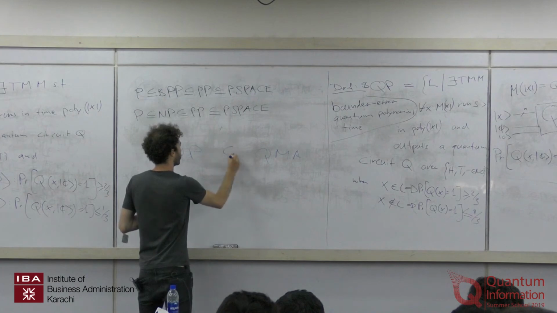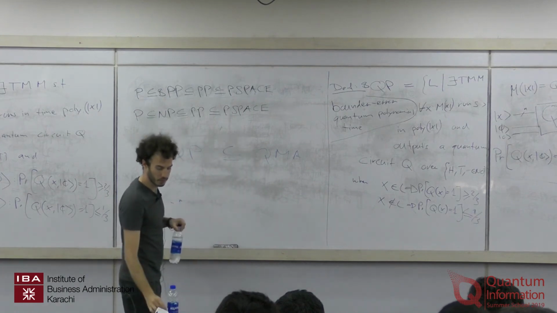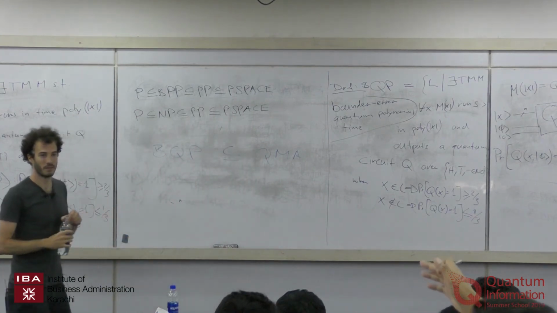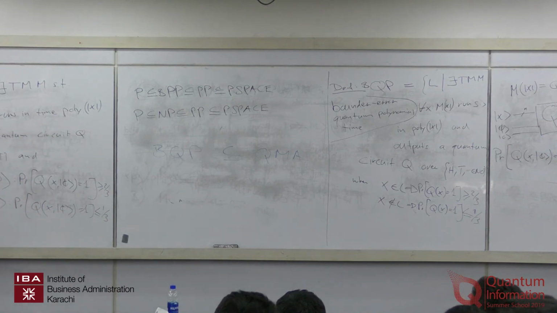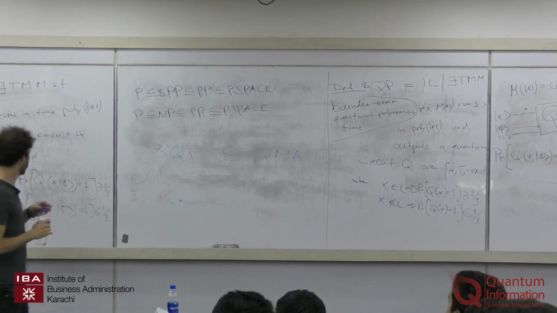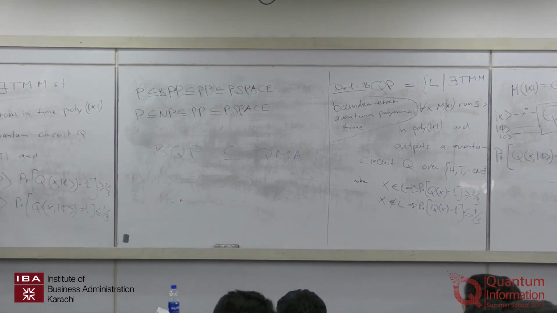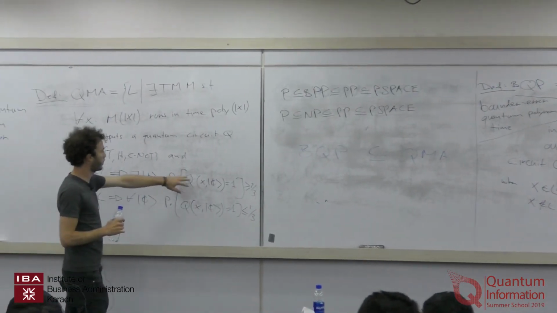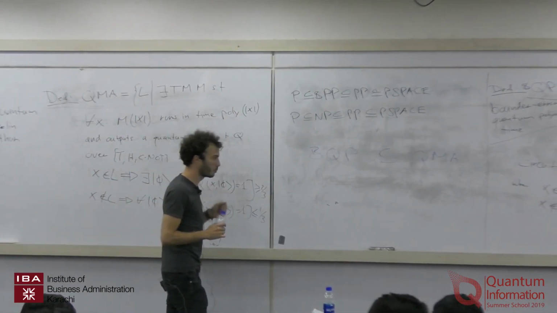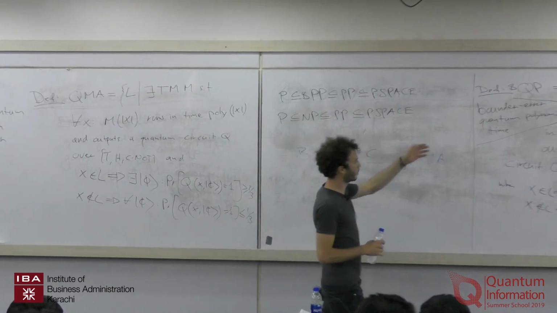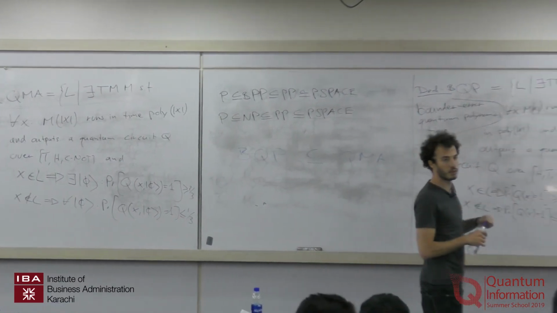Exactly. Why? Because here we have an added resource of the certificate. If you don't have a certificate here, we can just solve it. Here we have this additional condition: if x is in L, then there exists a state such that this is 1 with probability 2/3 or more. But in BQP, we don't care. You don't need a certificate.